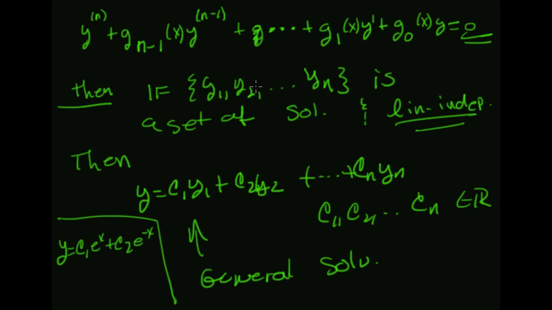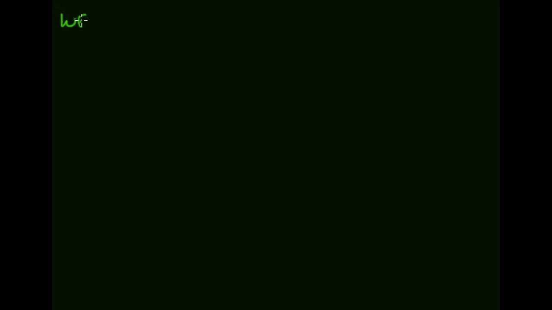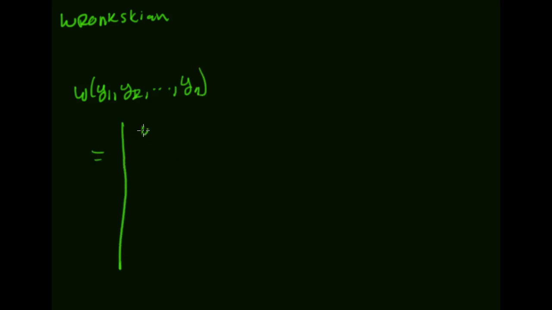This is what we're going to call the Wronskian. The Wronskian is actually a determinant. The Wronskian eats a set of functions, y1, y2, out to yn, and it returns the determinant of, well, the first row is just the set of functions, y1, y2, out to yn. The second row is the first derivatives.